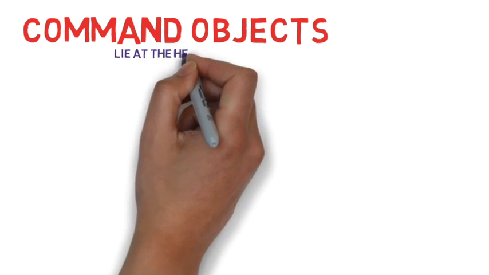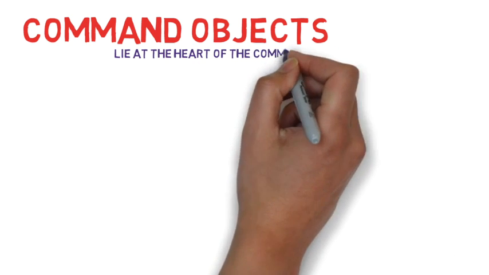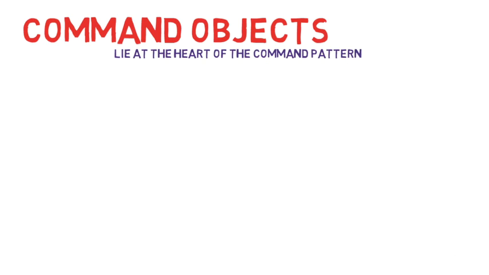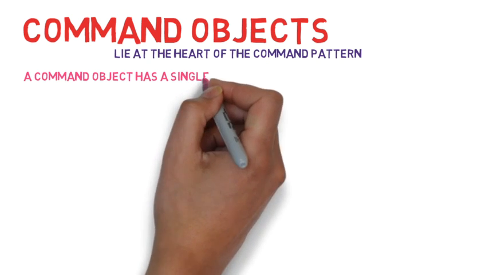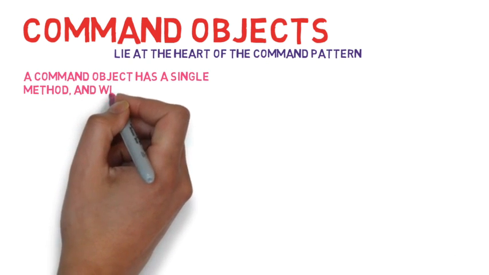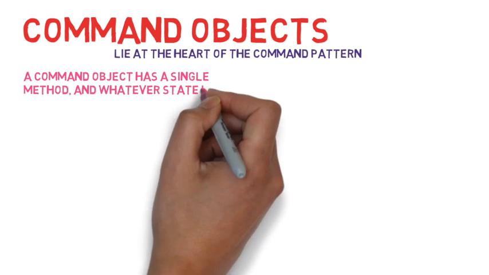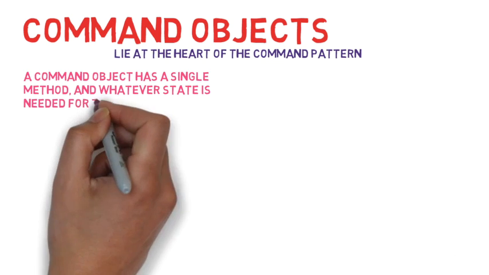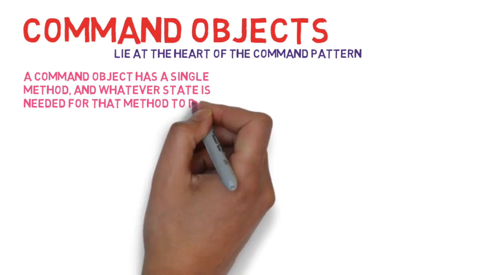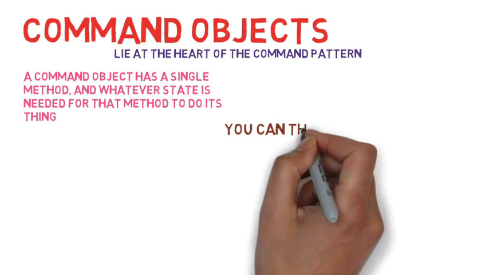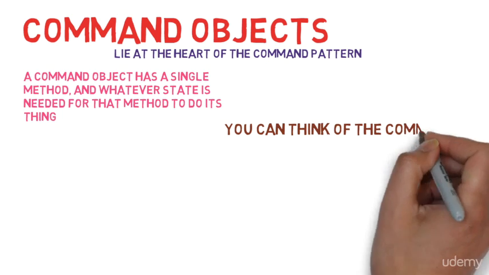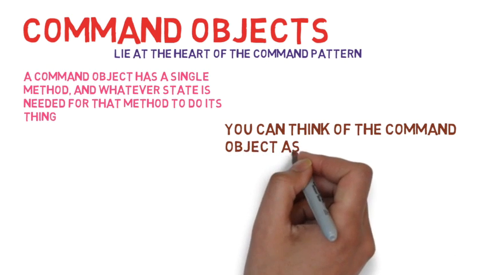Command objects lie at the heart of the command pattern. So what is this command object? Let's try and define this and see what it gives us. A command object has a single method and whatever state is needed for that method to execute. The method to do its thing has all the information that it needs within that single object, which is the command object. So a single object with all the state for one method to execute. You can also think of the command object as a method that can be passed around as an object.